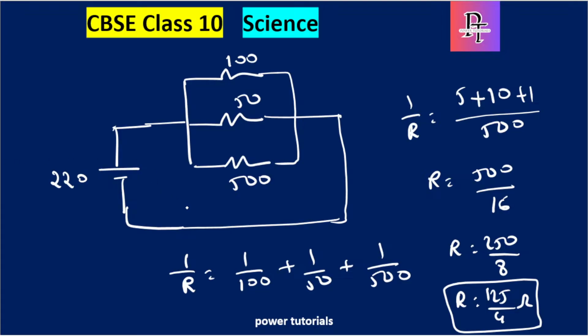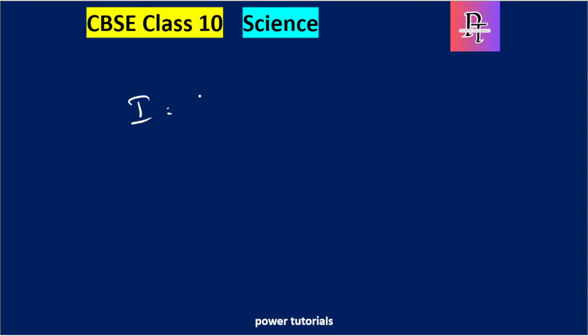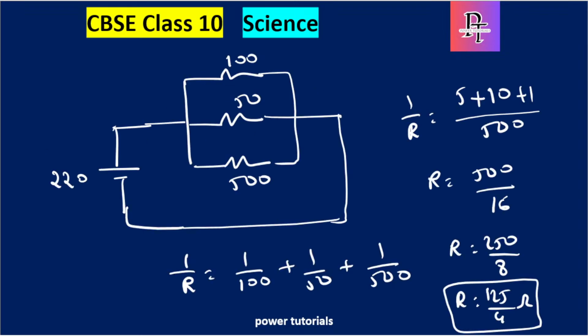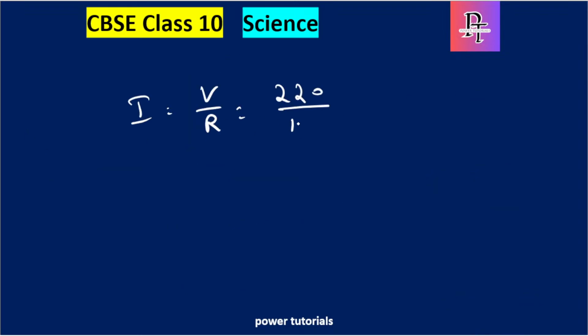But we need to find not R effective, we need to find the current. So current I is equal to V by R. Voltage is 220. R we got as 125 by 4. So always if you are doing this type of question, better to keep it in fractions, because it will be easy to calculate, instead of decimals. So if I divide by 5, 5 twenty-fives are 125, and this will be 5 110.